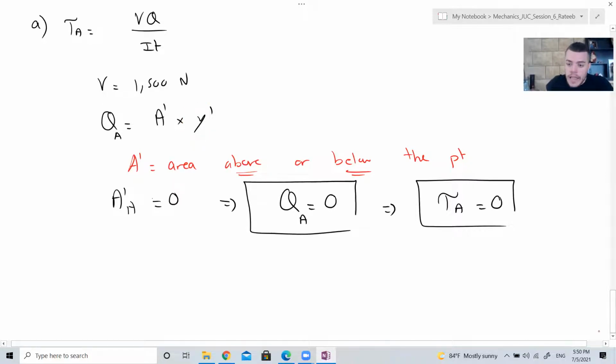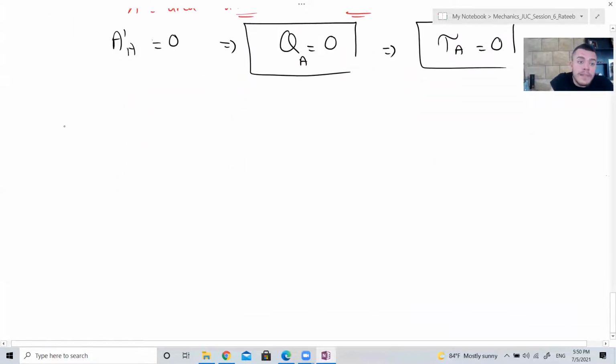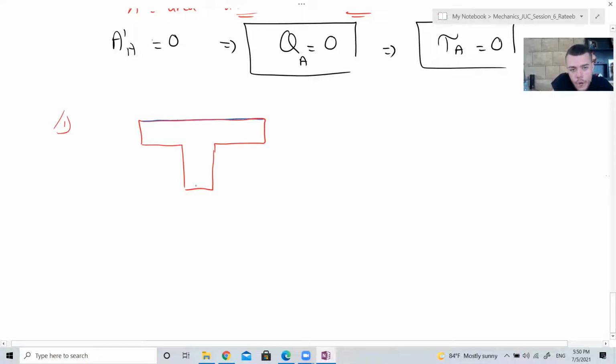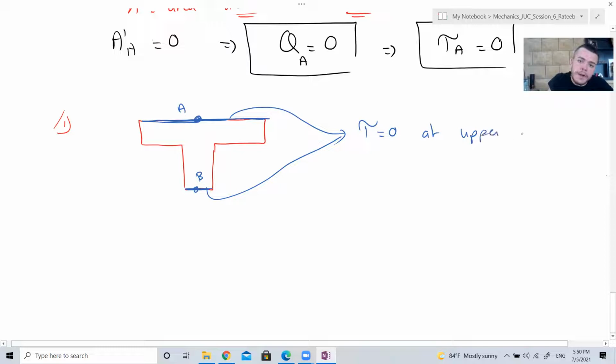In fact, you can always remember this. On the extremes of the cross section, the upper boundary and the lower boundary, what is the shear stress? Zero, because there is no area. If you look at this point there is no area above, and if you look at this point there is no area below. So tau is equal to 0 at the upper and lower boundary of any cross section.